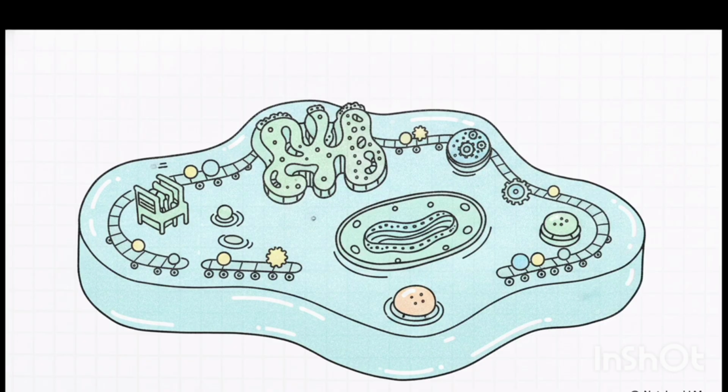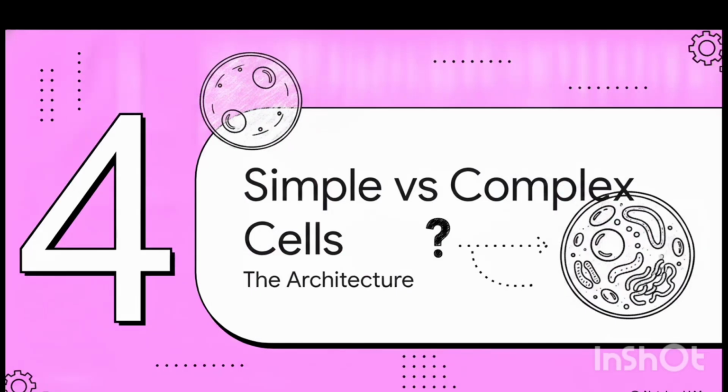It houses all the tiny biological machines which we call organelles. It's the main site for vital chemical reactions, it stores essential substances, and it gives materials the space to move around and get to where they need to go. That brings us to our final section, number 4, the architecture, looking at simple versus complex cells.